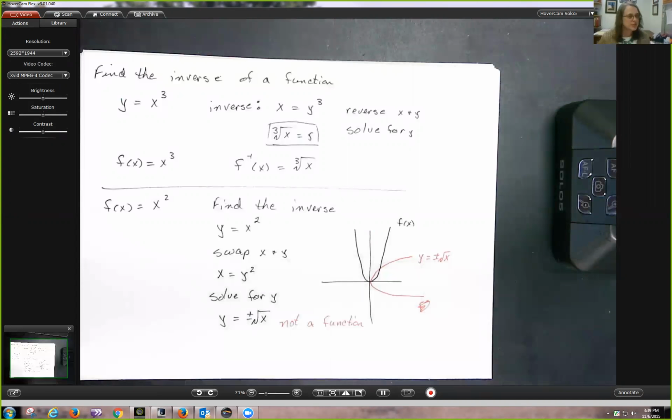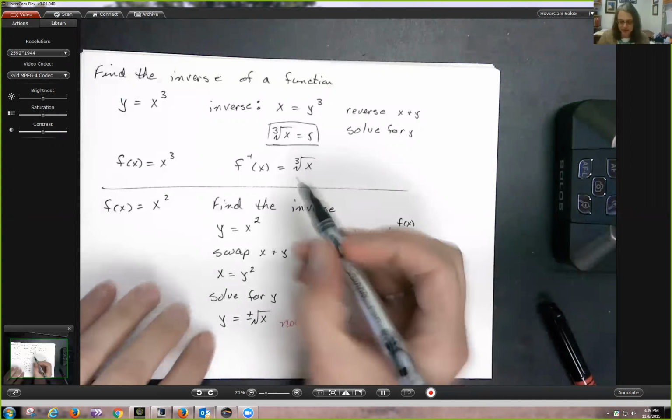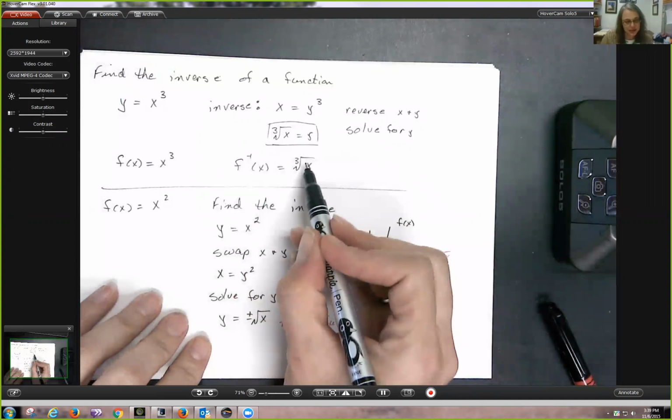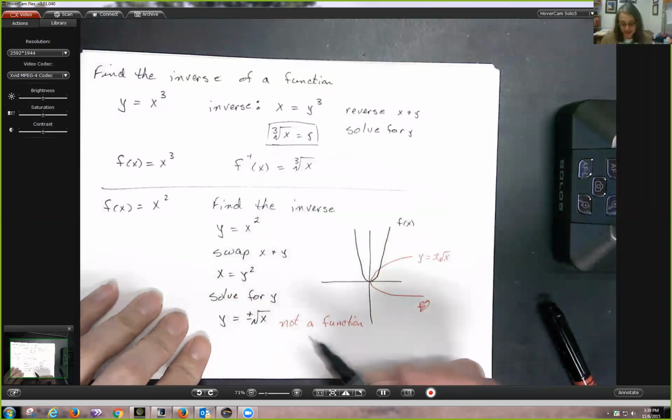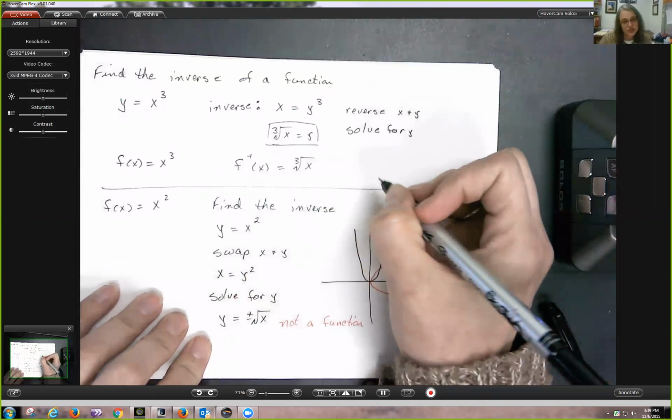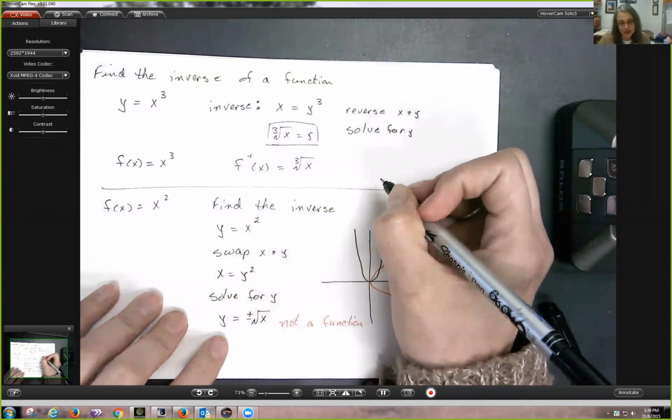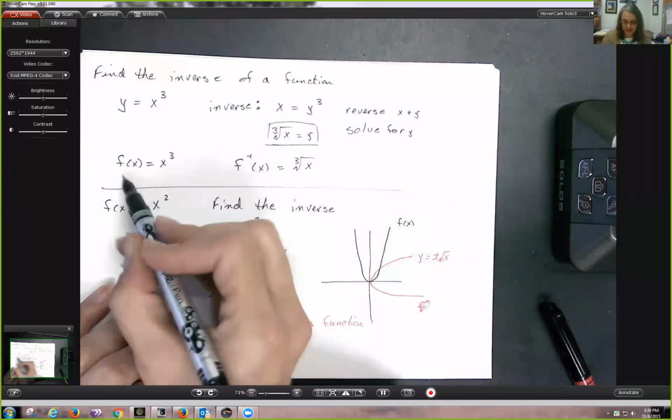So if you have to use a plus or a minus when you're solving for y, then your inverse is not a function. If, however, you can solve like this, and you don't end up with anything funky like a plus or a minus, then the inverse is a function. Functions whose inverses are also functions, like this one.